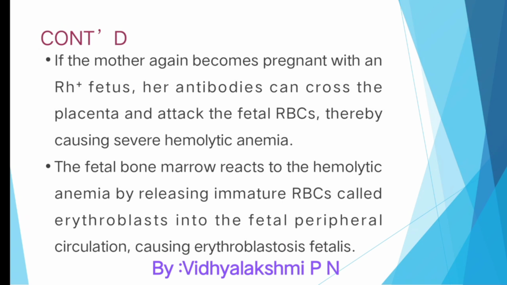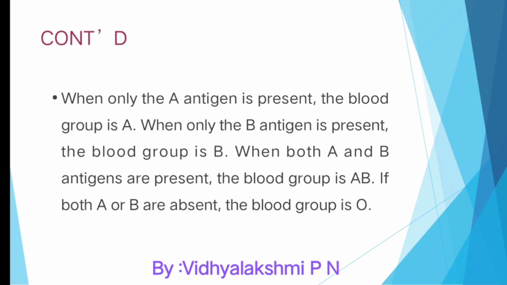If a mother again becomes pregnant with an Rh positive fetus, her antibodies can cross the placenta and attack the fetal RBCs, thereby causing severe hemolytic anemia. The fetal bone marrow reacts to the hemolytic anemia by releasing immature RBCs called erythroblasts into the fetal peripheral circulation, causing erythroblastosis fetalis.